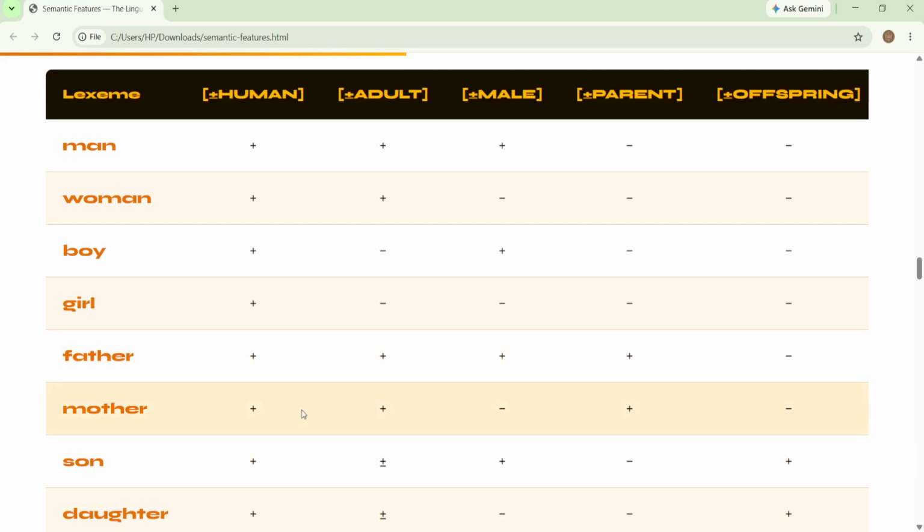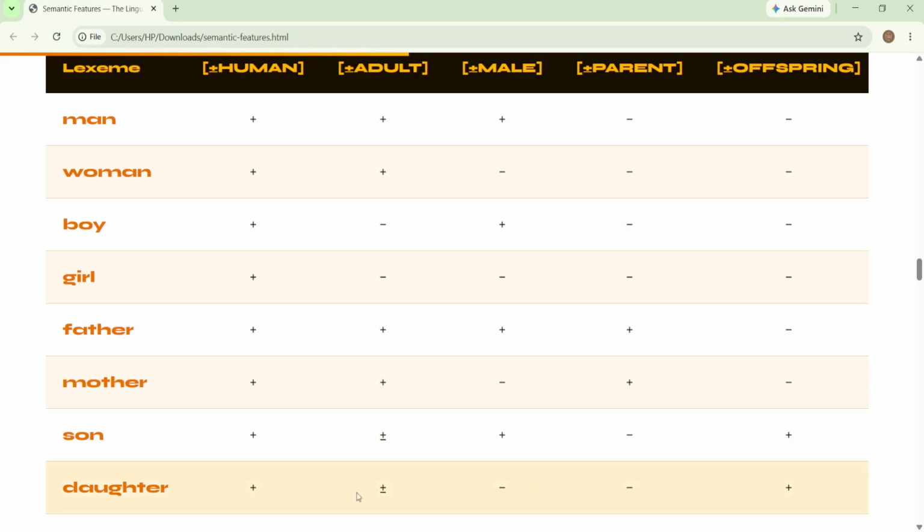Then for father and mother, we have discussed it earlier. So the only difference is in mother, which is not male. Then son and daughter. Son and daughter, obviously human. Adults, well, plus minus here, both can be possible at the same time. They can be adult and they can be not adult. Then male, son is male, daughter is not. Then parent, negative, because a son can't be a parent. It has to be father to be parent.